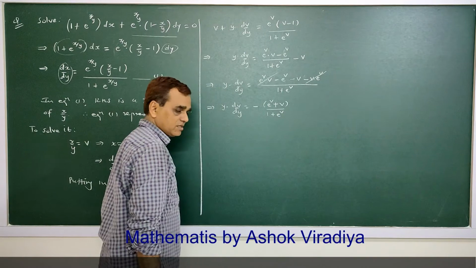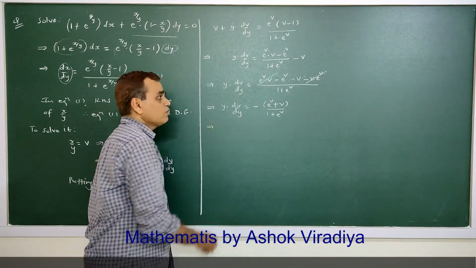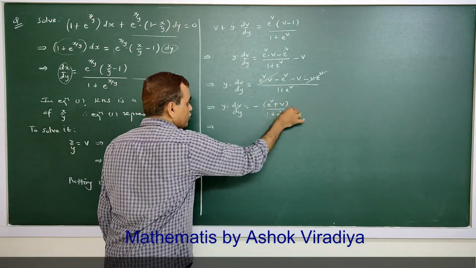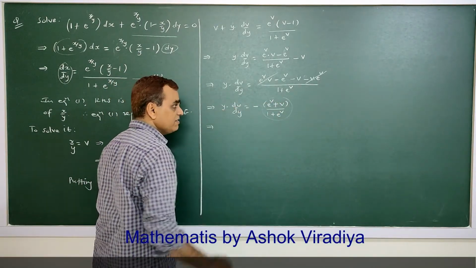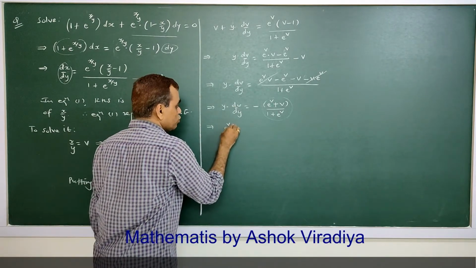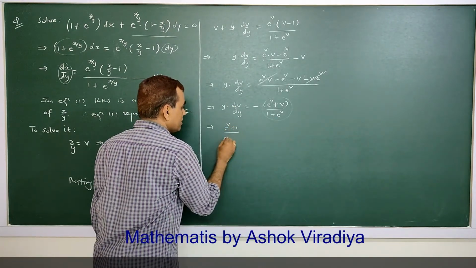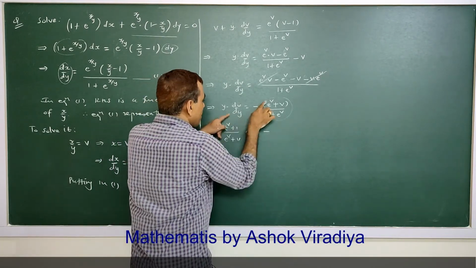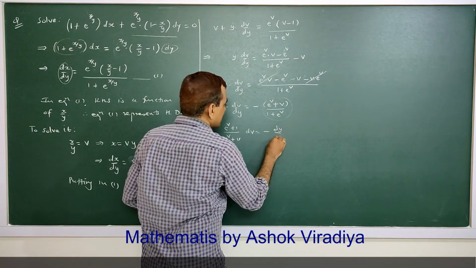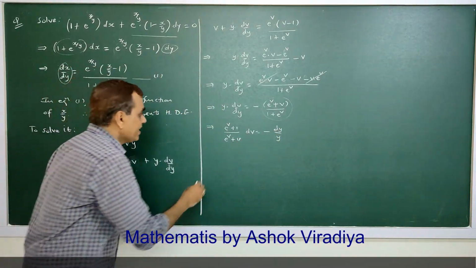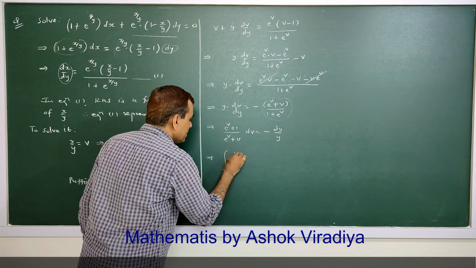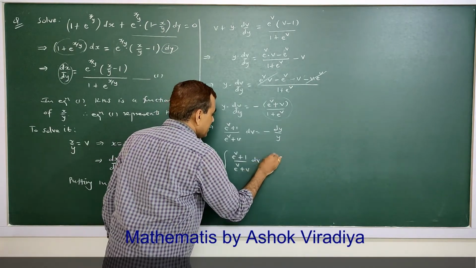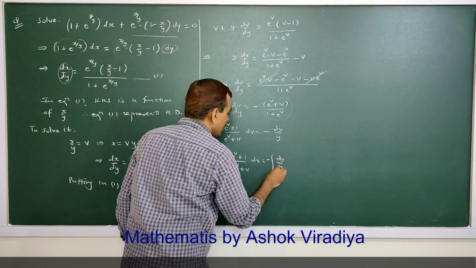Now this can be converted in variable separable form. So this function of v we are taking towards the dv side. So e raised to v plus 1 upon e raised to v plus v dv is equal to minus dy upon y. Now integrating both sides, e raised to v plus 1 upon e raised to v plus v dv is minus dy upon y.